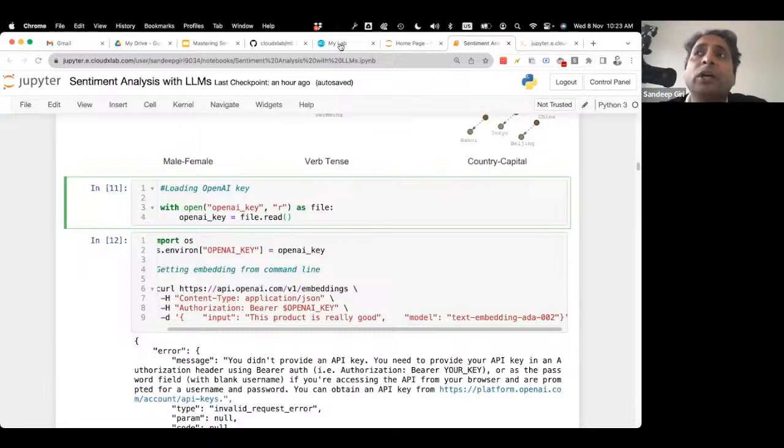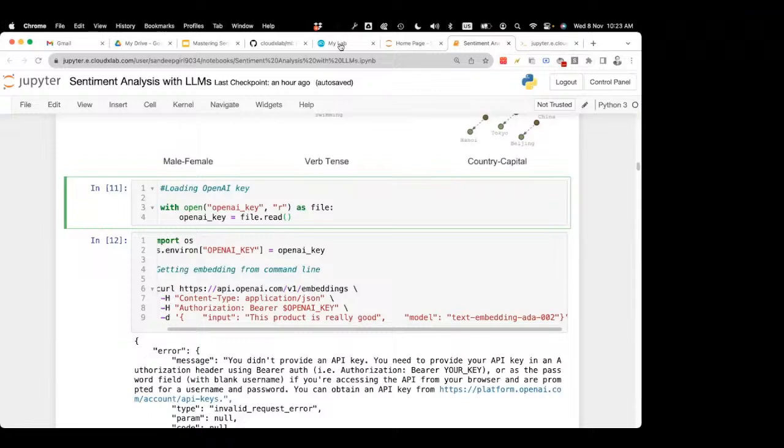But if you are not interested in paying for embedding generation, there are quite a few free models, let me see, open source models for text embeddings.